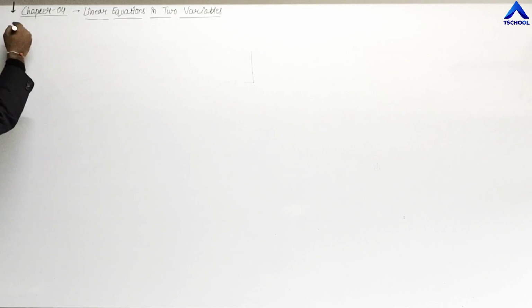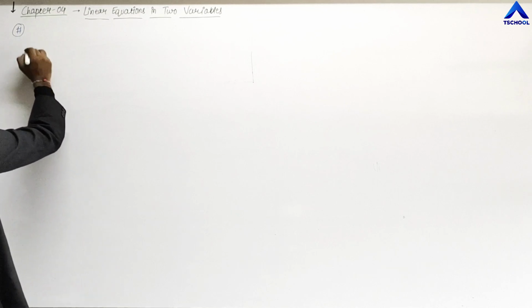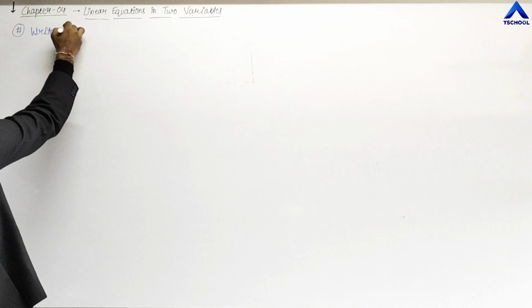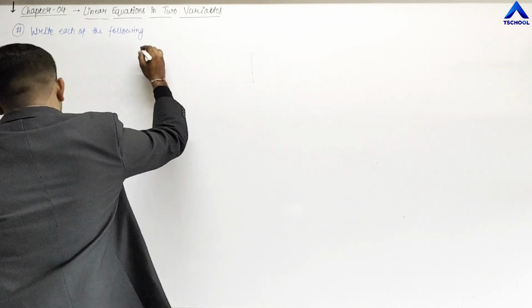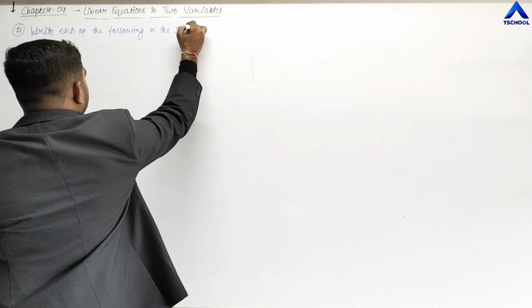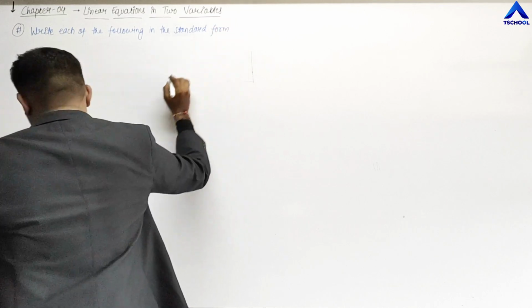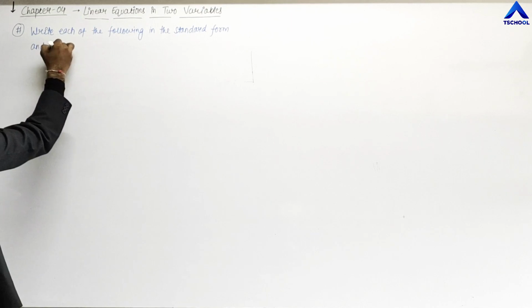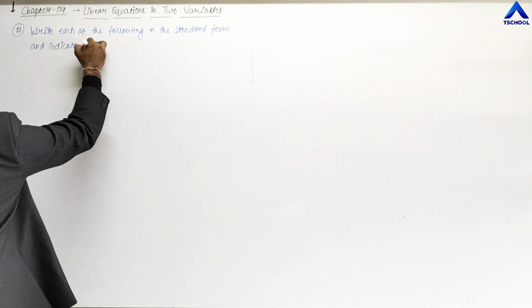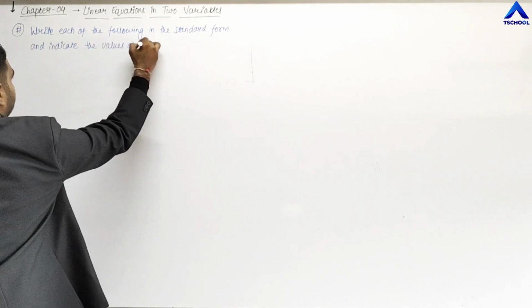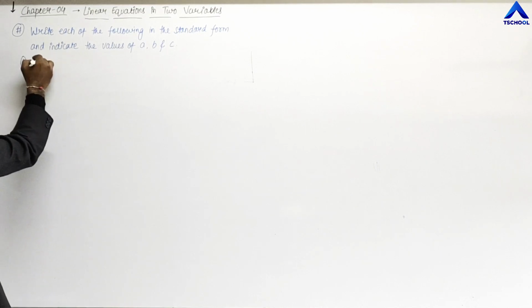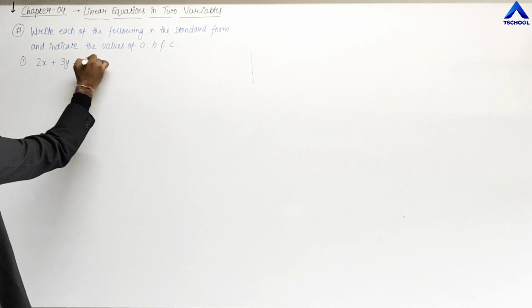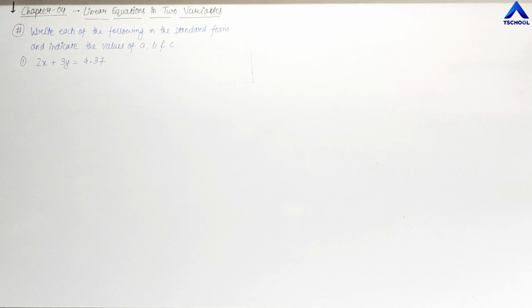Now the next thing is I am having a question here. Write each of the following in the standard form and indicate the values of a, b and c. The first one, 2x plus 3y is equal to 4.37. So that is the first equation I am having here, 2x plus 3y equals 4.37.